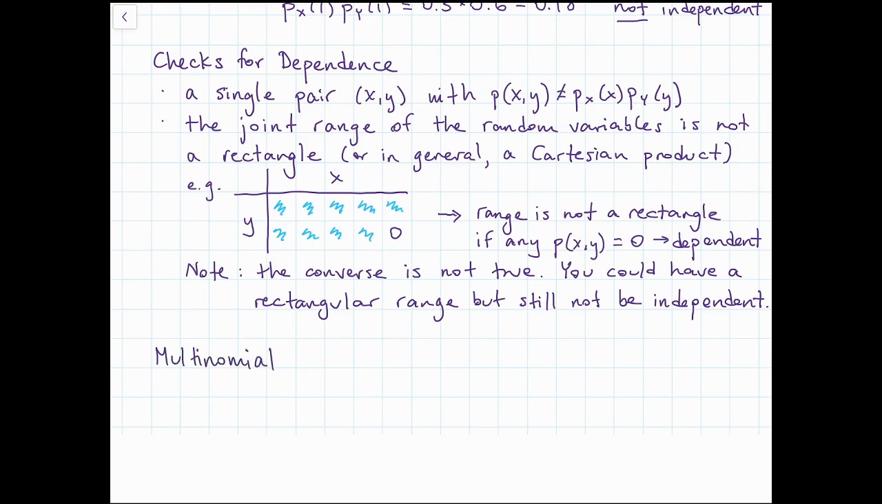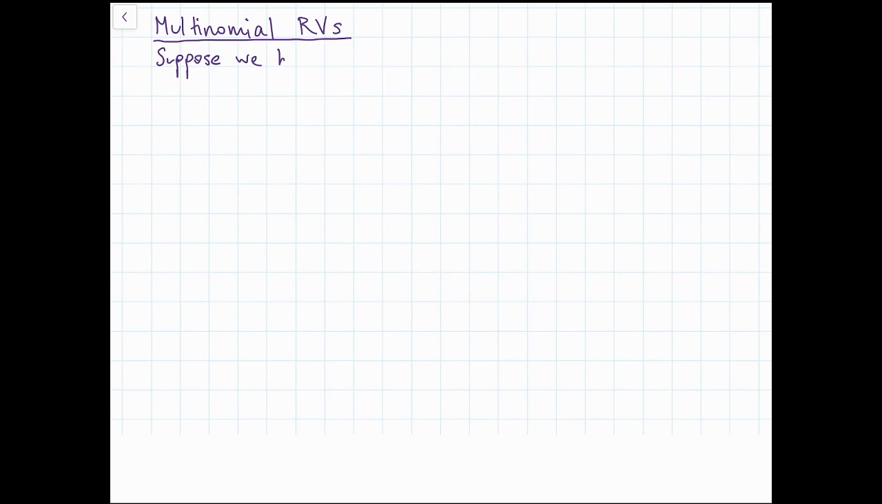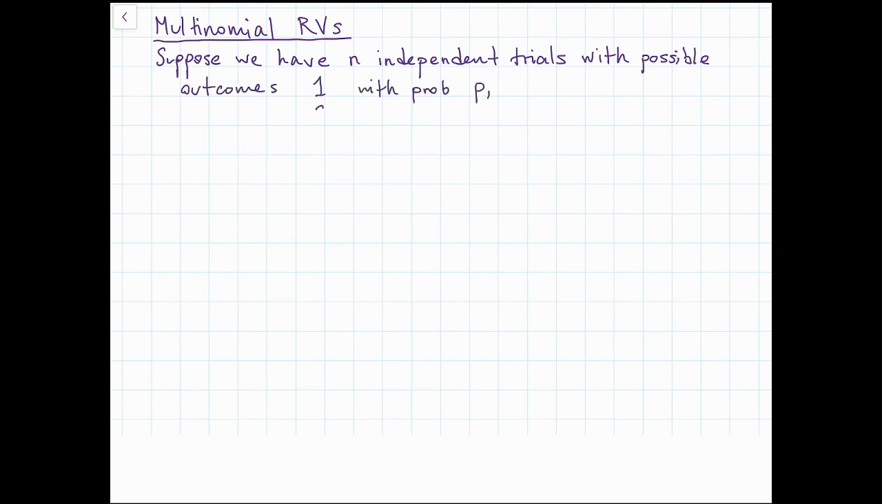Next, I want to talk about the multinomial random variables. It's a collection of variables defined as follows. Imagine we have a series of independent trials, and we're going to do n of them, similar to Bernoulli trials, but not quite the same thing, because the possible outcomes are not just success and failure. We have outcome 1 with probability p1, etc., down to outcome k with probability pk. And those pi's are constant and sum up to 1.